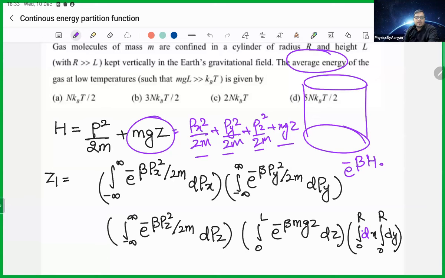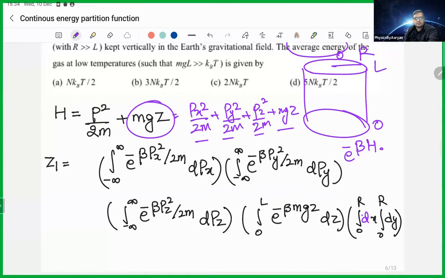Now limits are very important. Momentum can go from minus infinity to plus infinity. Okay. Z is a height. Height can go from 0 to L, and x and y can go from 0 to radius. Right. So 0 to radius, and that is your integrals.